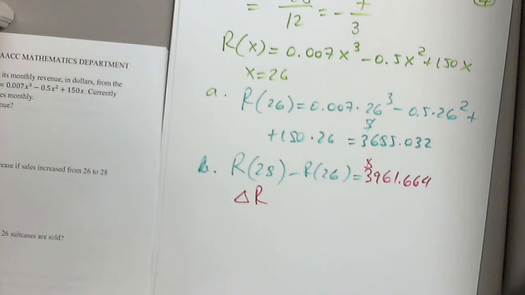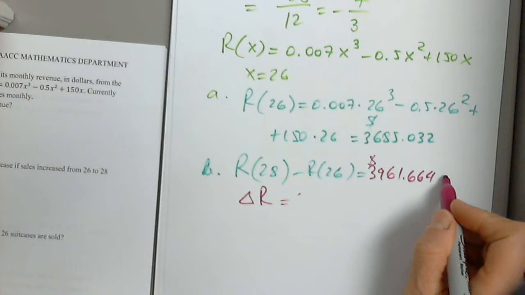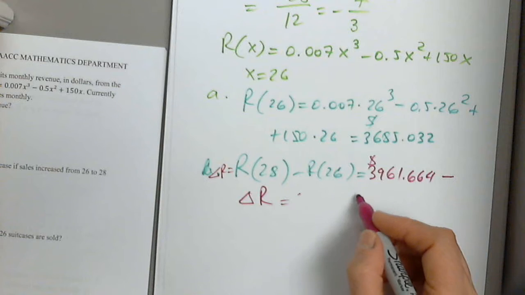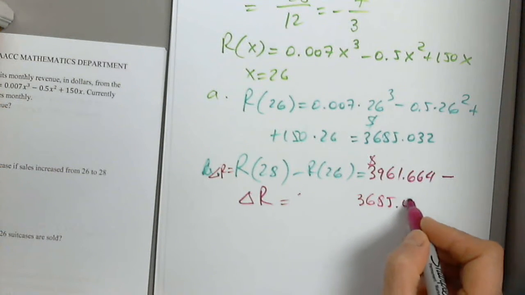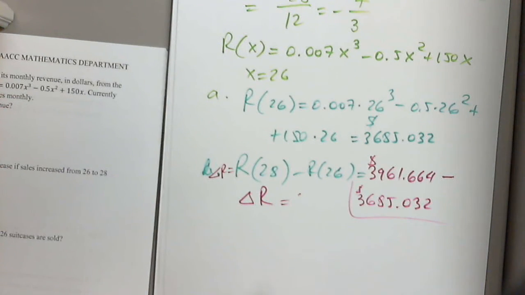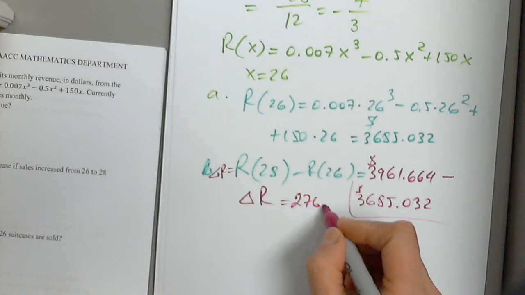So now delta R, the difference in revenue, is this minus 3685.032. So delta R will be 276.632.